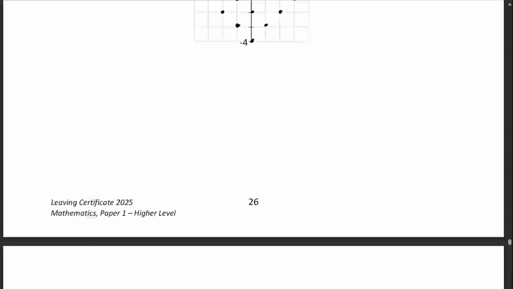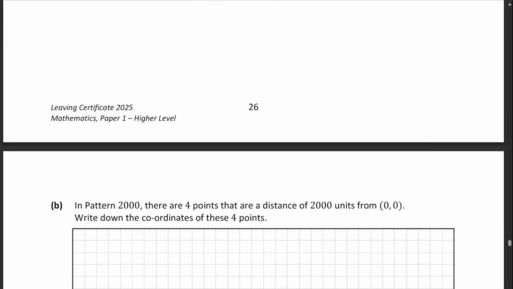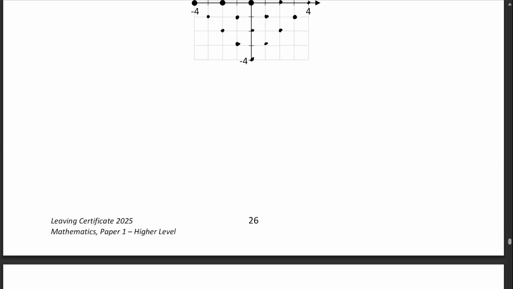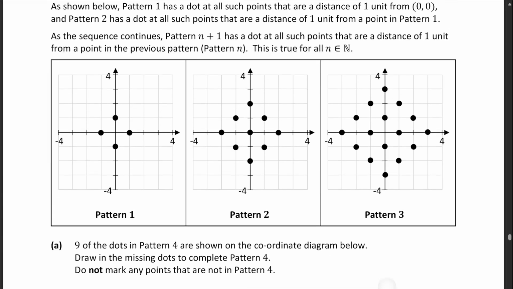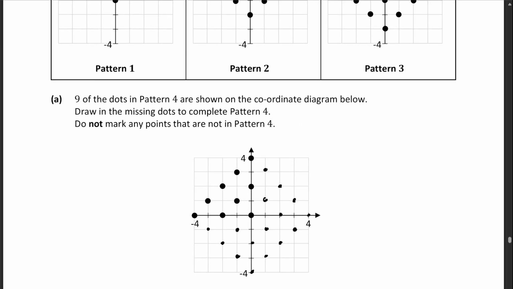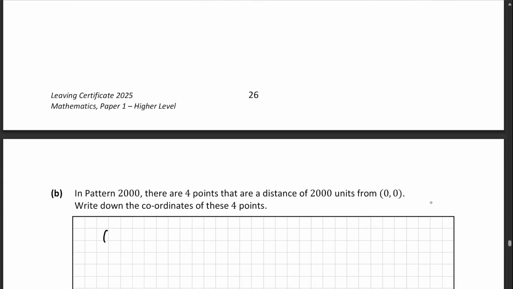I think that's fine. In pattern 2000, there are 4 points a distance of 2000 units from 0, 0, write down the coordinates of these 4 points. I'm just going to use some International Math Olympiad techniques. So all of them are just going to be the ones with the vertices. So there's minus 2, 0, there's 0, 2, there's 2, 0, and 0, minus 2. So they're all the ones at the edge. So we're going to have 0, 2000, 2000, 0, 0, minus 2000, and minus 2000, 0.